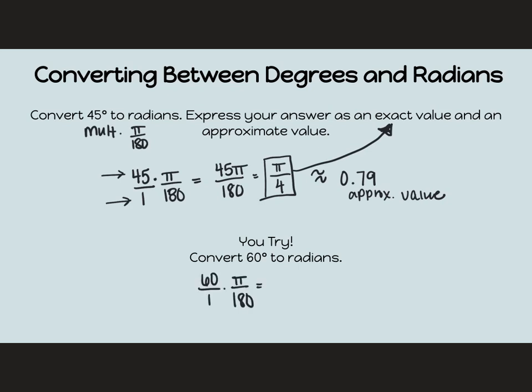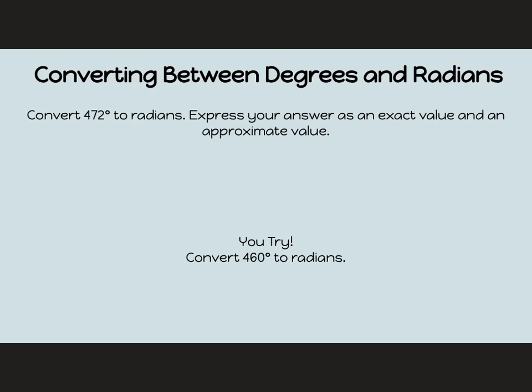Okay, it looks like most of you were getting that correct. So you would have 60 pi over 180. If you look at 60 over 180, that's really just 1/3. So pi over 3 would be the answer. I'll just do one of these.